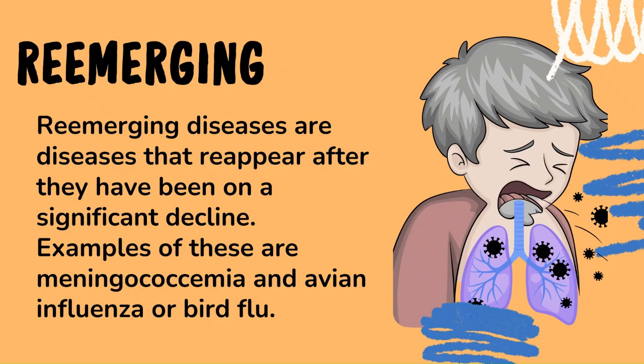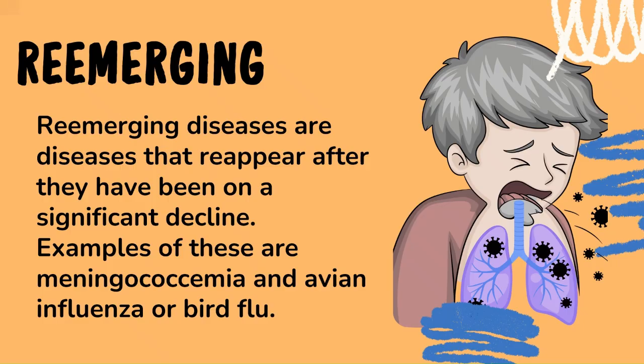Meningococcemia is a serious infection that affects the blood and brain, while the bird flu spreads from infected birds to humans. To prevent these diseases, we should keep our immune system strong, avoid contact with sick animals, and make sure our vaccinations are up to date.